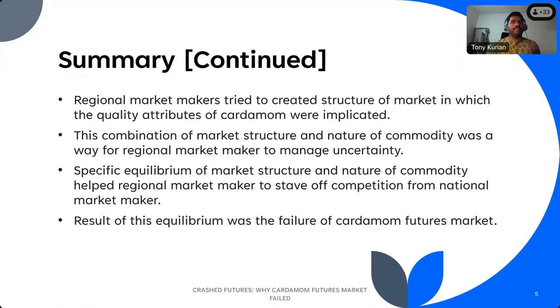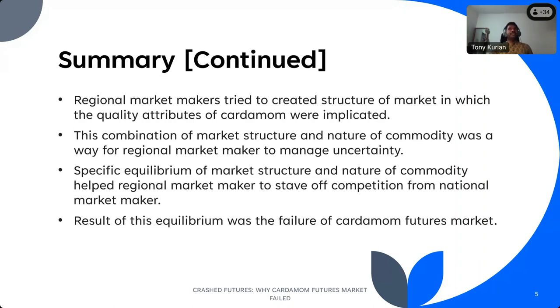Now this is important. Usually when people study something like this, it's important for us to outline what we mean by a success. I mean, how do you define whether a futures market succeeded or failed or something like that.